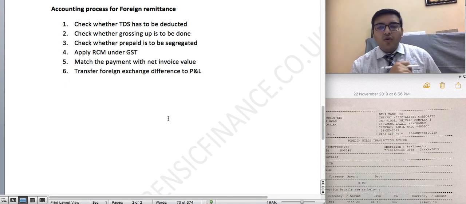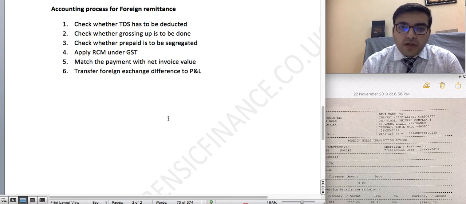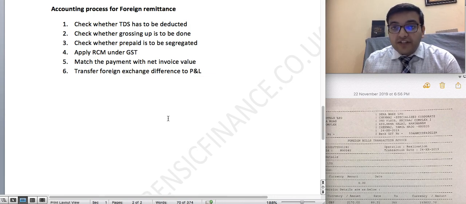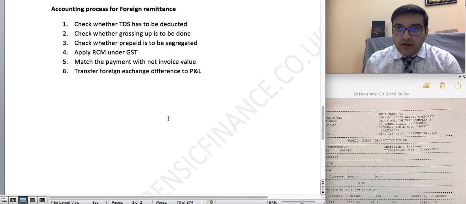Now, moving on to the fifth point, matching the payment with the net invoice value. What is the net invoice value? Let us take points 5 and 6 along with the example, because I think you will better understand how to reconcile all the accounting entries you have done, and whether they are correct or not. There is a reconciliation process. So points 5 and 6 we will discuss after going through our example in the next lecture. Till then.